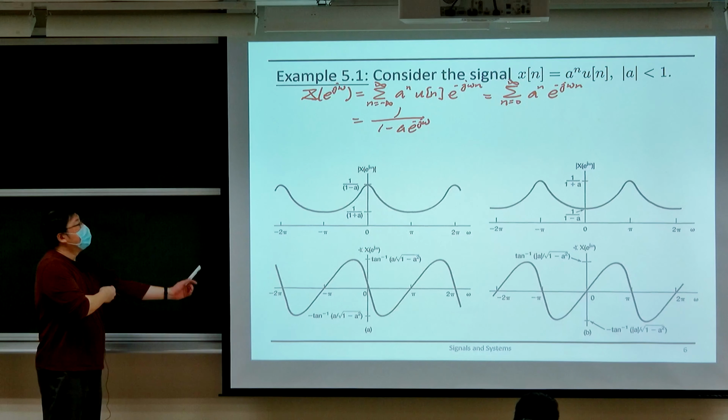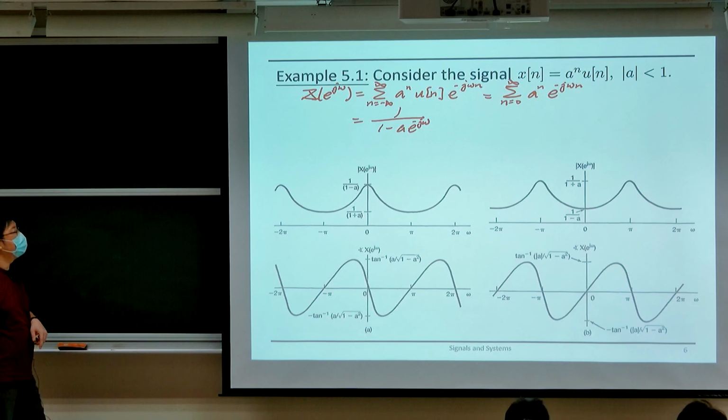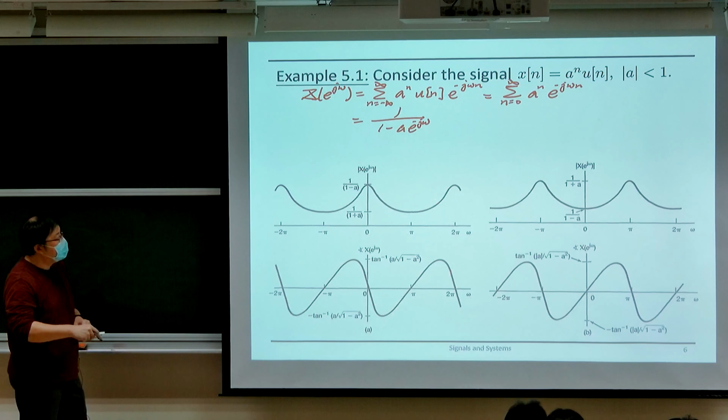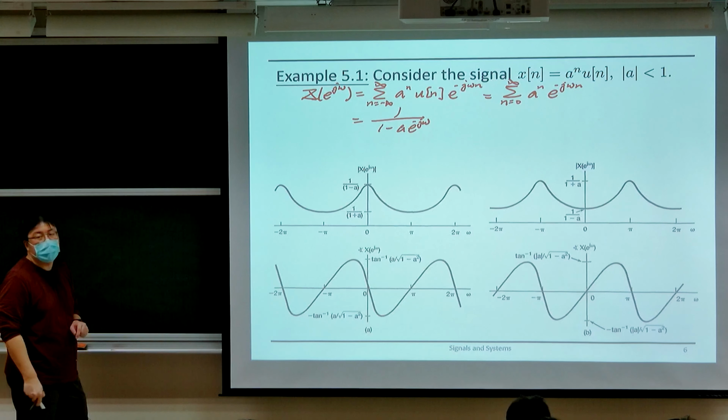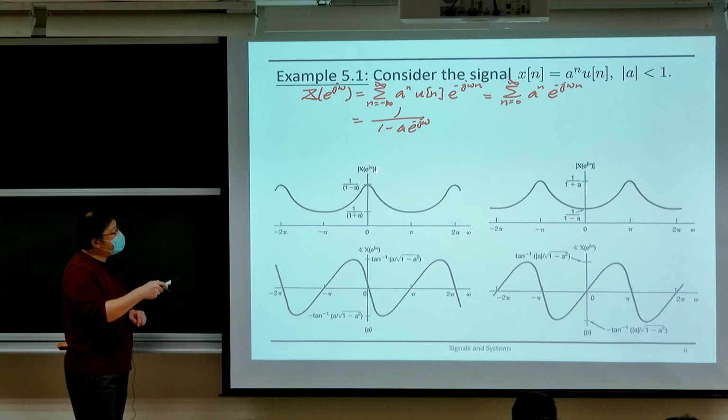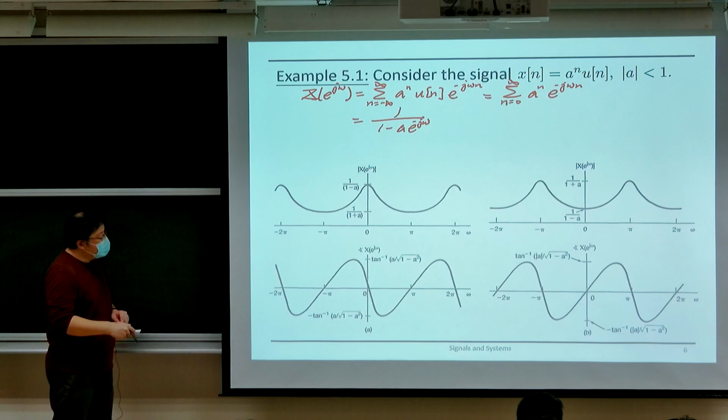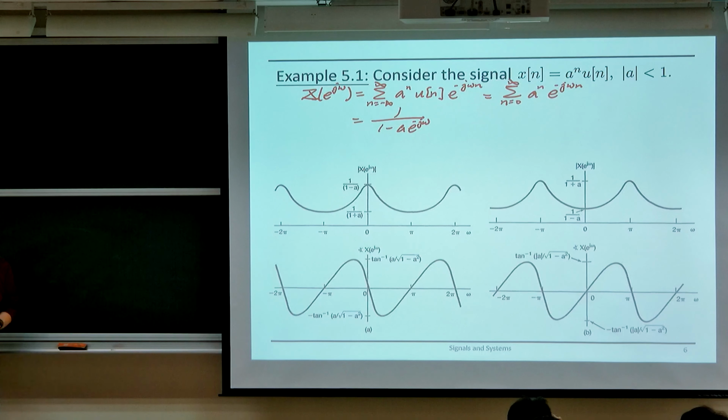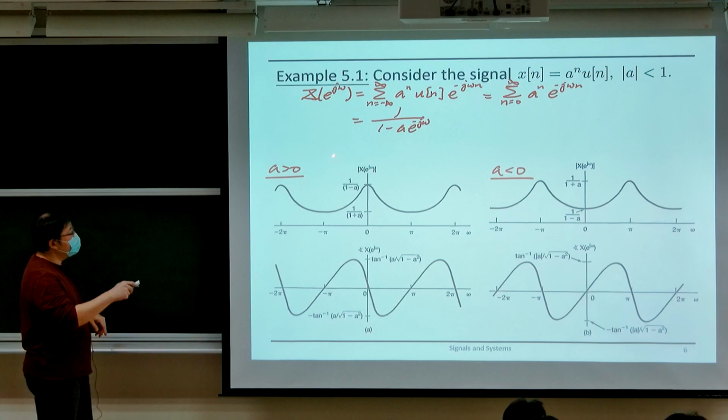Okay? Right. So this is the spectrum that we get, right? And here we can visualize what this spectrum looks like by plotting out the magnitude and the phase. So what you have here is the case where a is greater than 0, and on the right-hand side, you have the case where a is less than 0. Okay. So how do you see this?